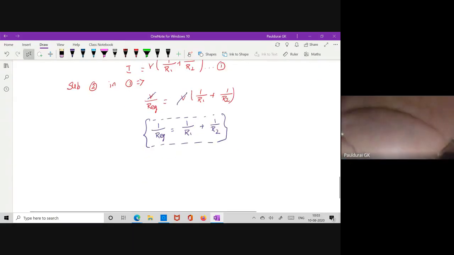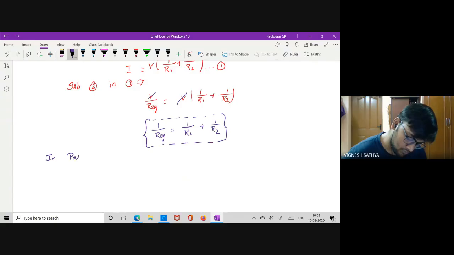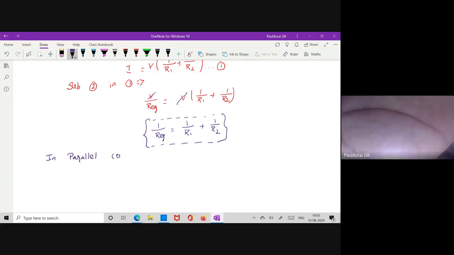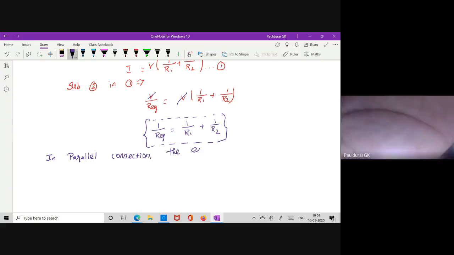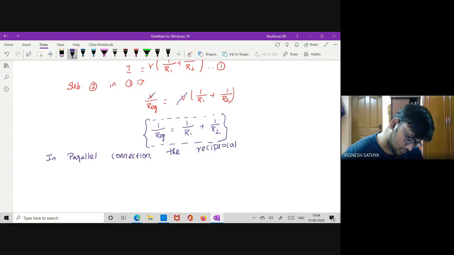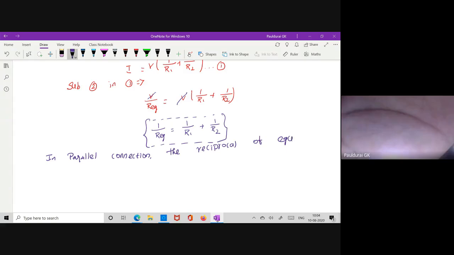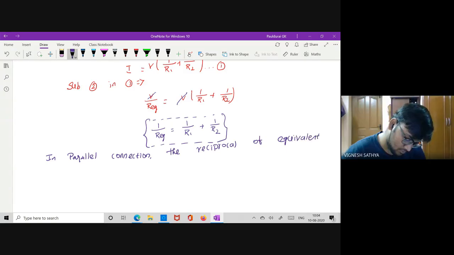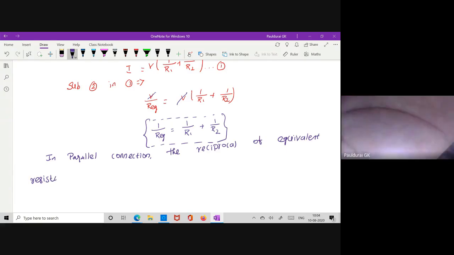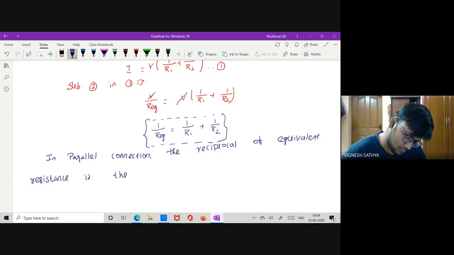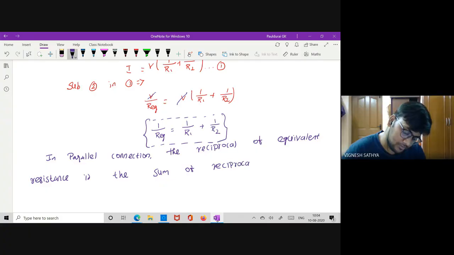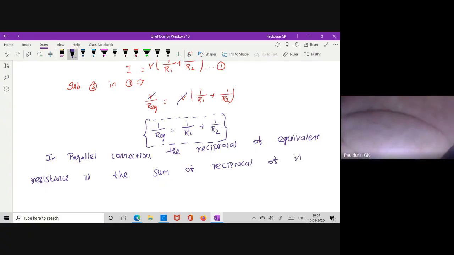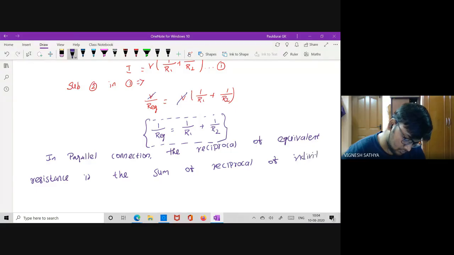So what is the conclusion? It's very important. In a parallel connection, the reciprocal of the equivalent resistance is the sum of the reciprocals of the individual resistances.